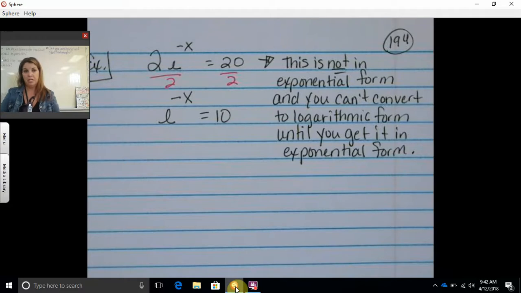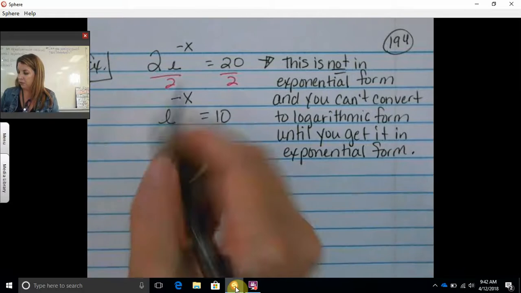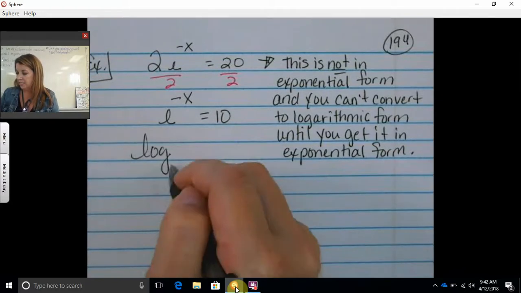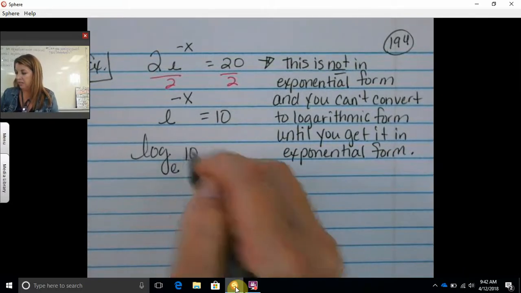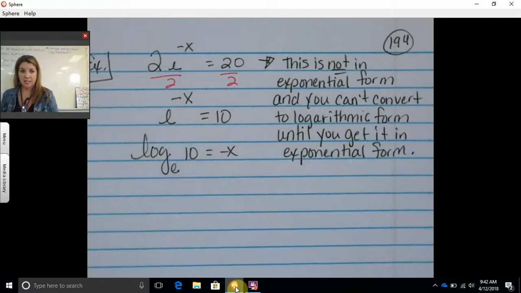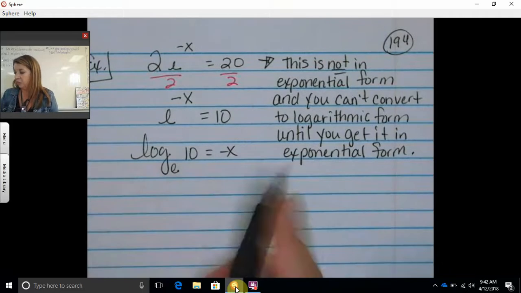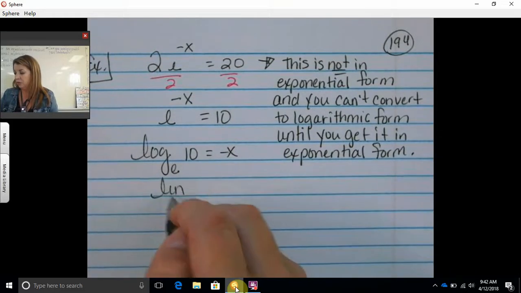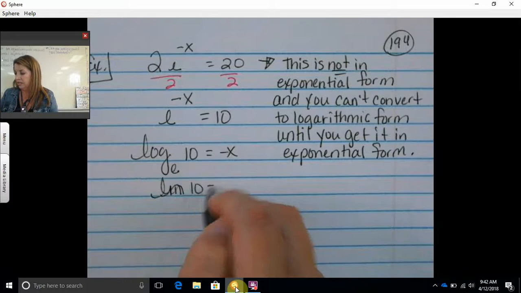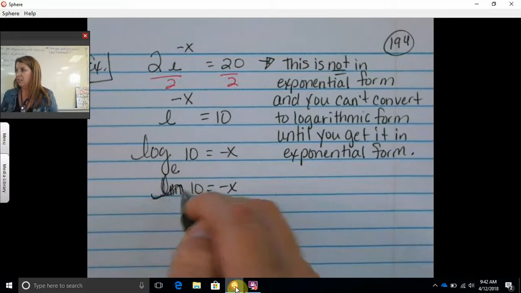Okay, so now that it's in exponential form, I can rewrite it in logarithmic form. So that's log base e of 10 equals negative x. Now, you don't have to do this step. You can go right to the natural log of 10 equals negative x. I just do it so I don't get confused.